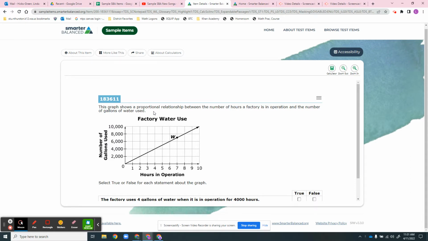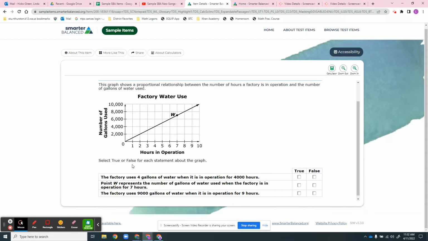This graph shows a proportional relationship between the number of hours a factory's in operation and the number of gallons of water used. So here are the hours of operation: 1, 2, 3, 4, 5, 6, 7, 8, 9, 10. And here is the number of gallons used: 2,000, 4,000, 6,000, 8,000, 10,000. We've got this point W on there. We're going to select true or false for each statement about the graph.